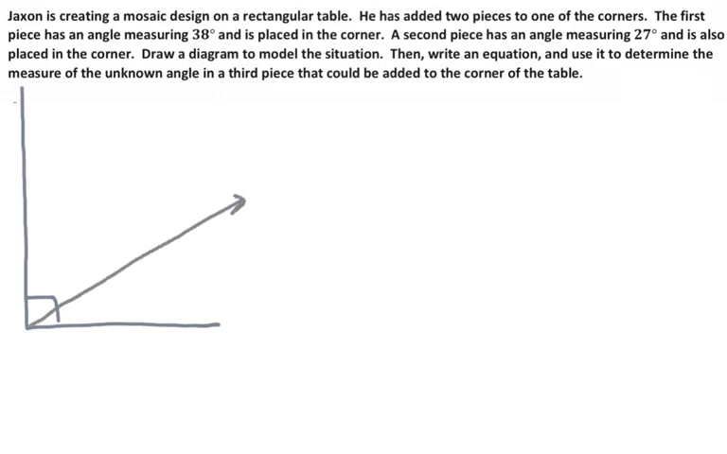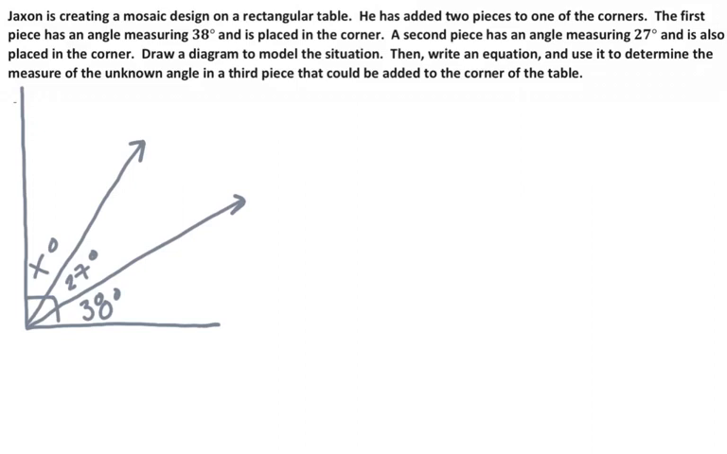So I'm going to start by drawing our diagram. So it is a right angle, because it's a rectangular table, and those have corners of 90 degrees. And we have to split it one way, and this has an angle of 38 degrees. We're going to split it again, and this has an angle of 27 degrees, and we want to find our missing angle, which I'm going to call x.